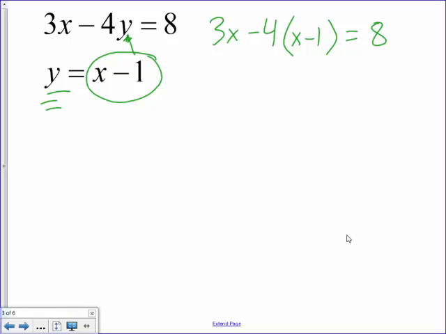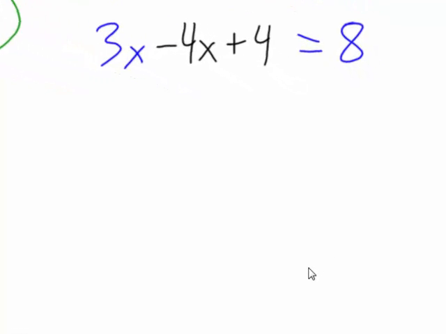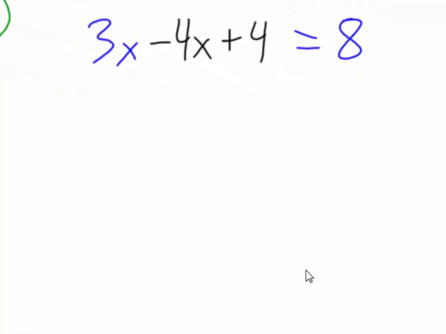All right, our goal is to solve for x, so we need to simplify the left side of this equation. So I'm going to distribute my negative 4 right here. Negative 4 times x is negative 4x, and negative 4 times negative 1 is a positive 4. And don't forget to bring down your 3x, and I still have my equals 8. And let's simplify our x's, our like terms. So a 3x and a negative 4x give me a negative x, plus 4 equals 8.